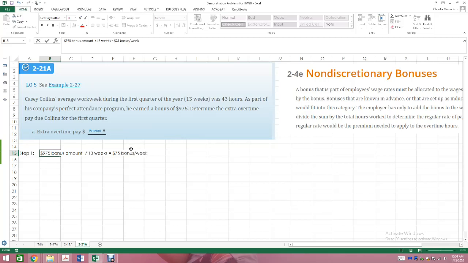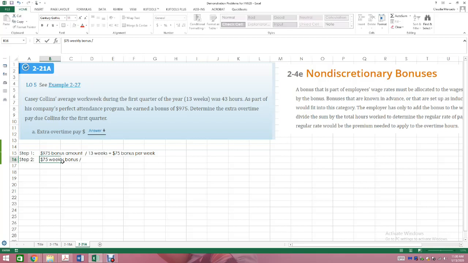Bonus per week. Okay. Now, step number 2. I'm going to get my $75 weekly bonus, and I'm going to divide it by the number of hours worked each week.